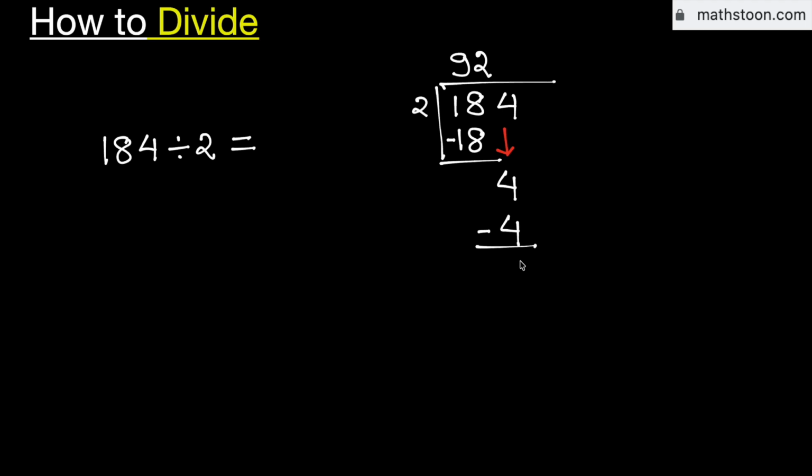Subtract, we get 0. As we get the number 0 and we have no number to bring down here, we will stop. Therefore, 184 divided by 2 is equal to this number 92, and this is our final answer.